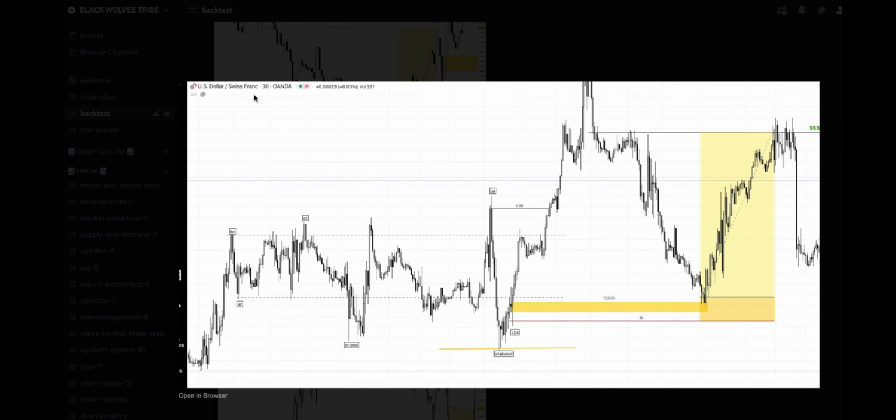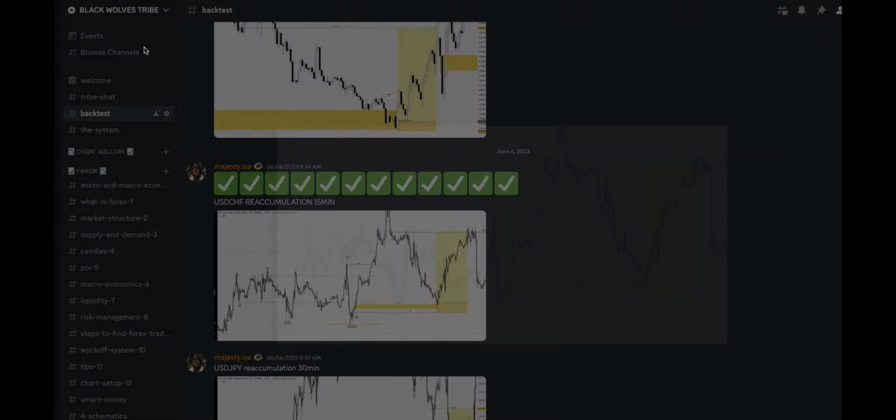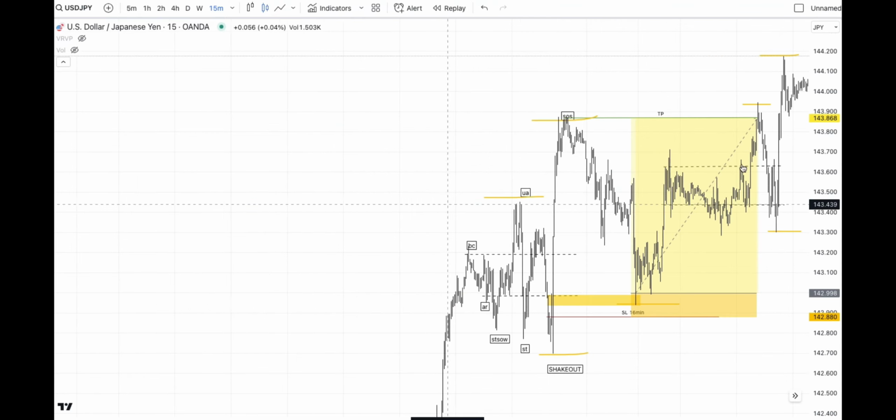And this one over here, US dollar Swiss franc 30-minute. Buying climax or AR, ST, and so on, and then we bought from our big demand zone right here, and you can't see it because we're not on the exact time frame. This is a 15-minute demand zone. So yeah, I just want to tell you how this basically works.